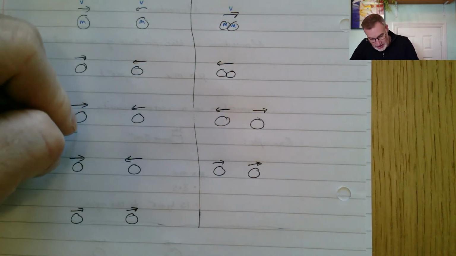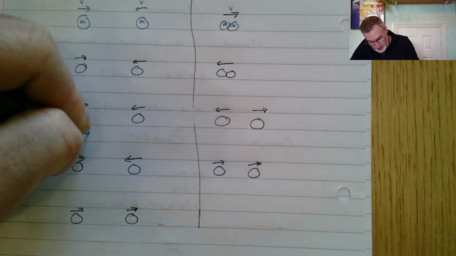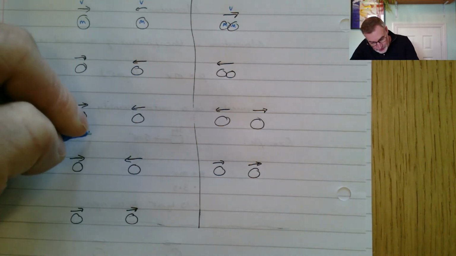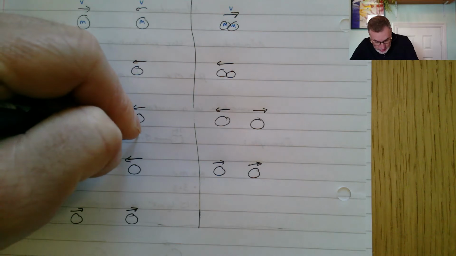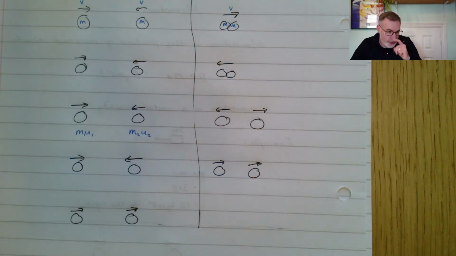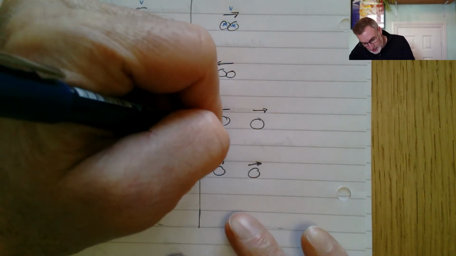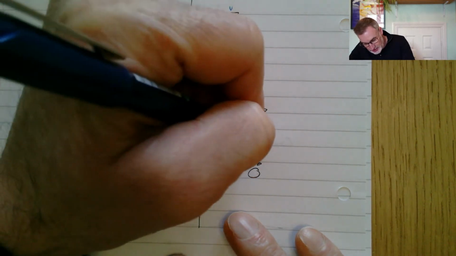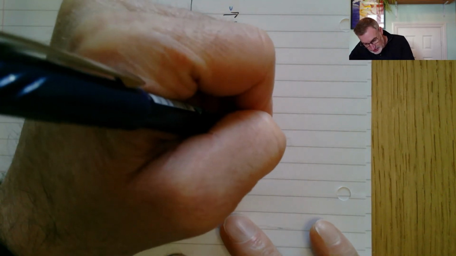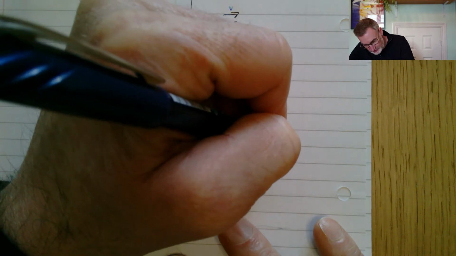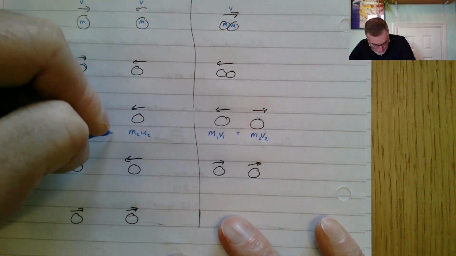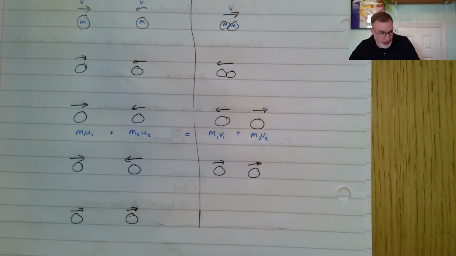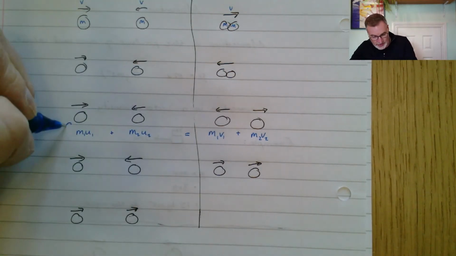So let's say the momentum before is going to be mu. So m1 u1, m2 u2, and afterwards we're going to have mv and mv, and they're going to equal each other. So for this scenario, our formula will be that.